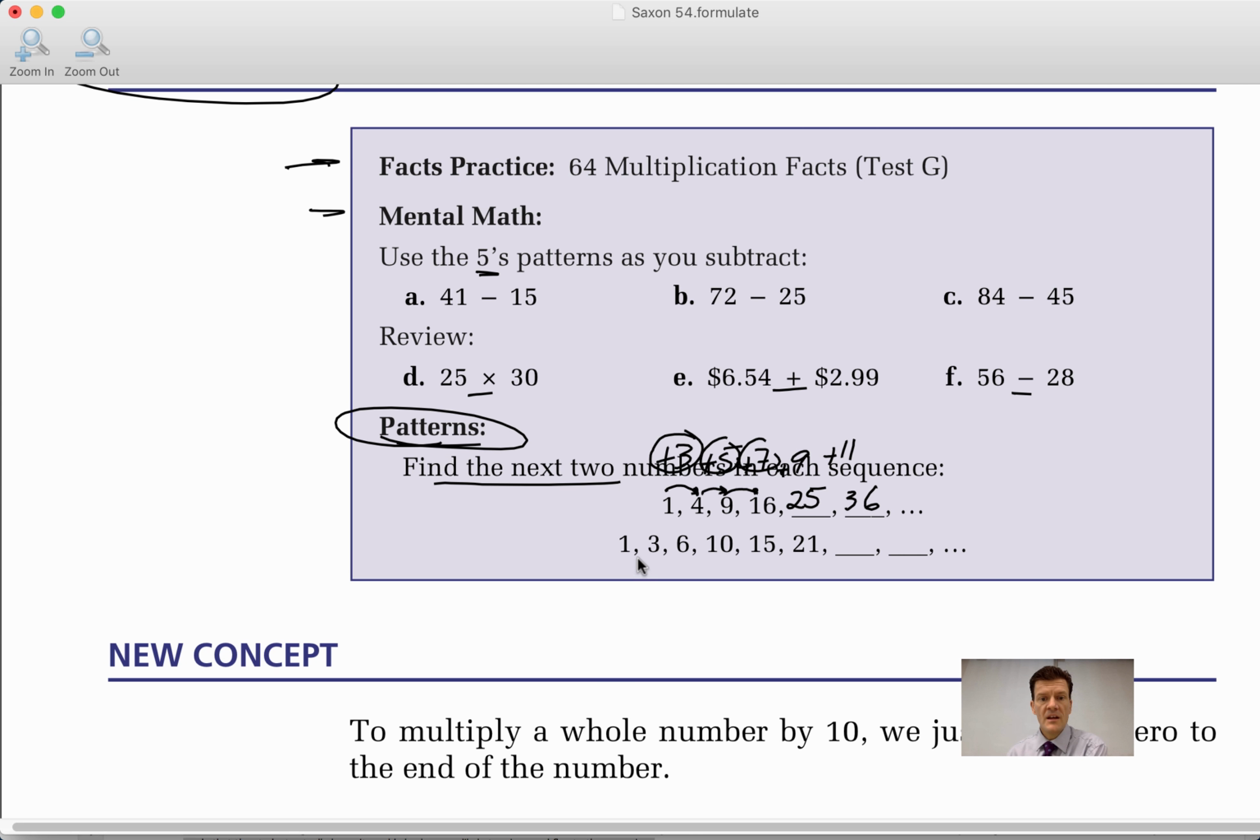Okay? And down here, you're going from 1 to 3, 3 to 6, 6 to 10, 10 to 15, 15 to 21. It looks like here we might be adding, well, let's just try some numbers here. You're adding 2, and then you're adding 3, and then you're adding 4, and then 5, and then 6. So it looks like we're just adding a bigger and bigger number that's increasing by 1 as you go through this particular sequence. So we would get the next number by adding 7, so that would give us 28, and then the next number we would add 8, so we would get 36. Okay? So keep looking for those patterns.